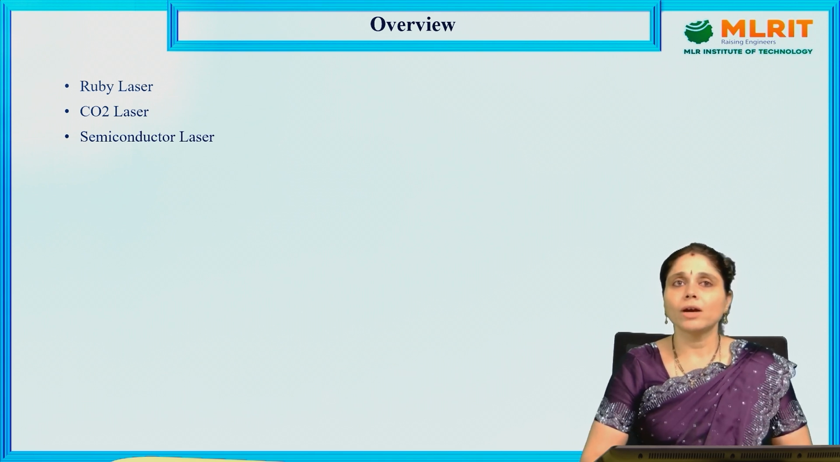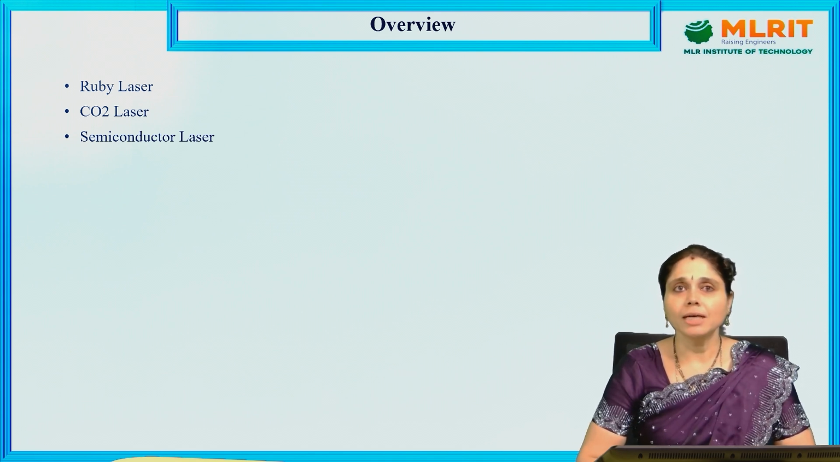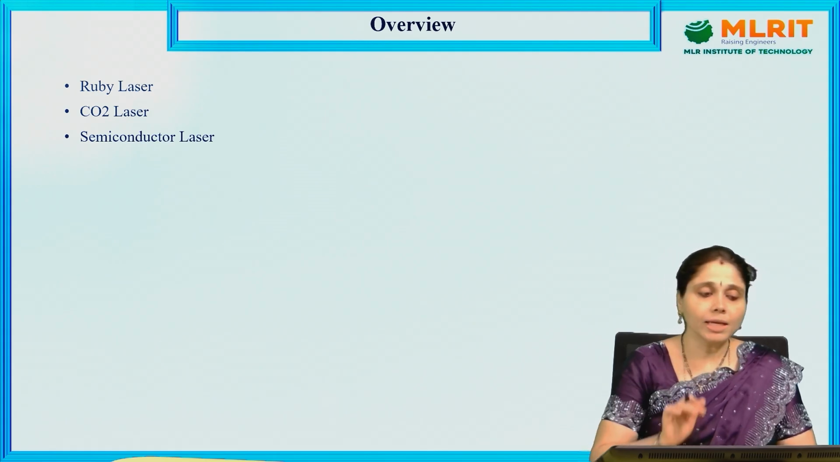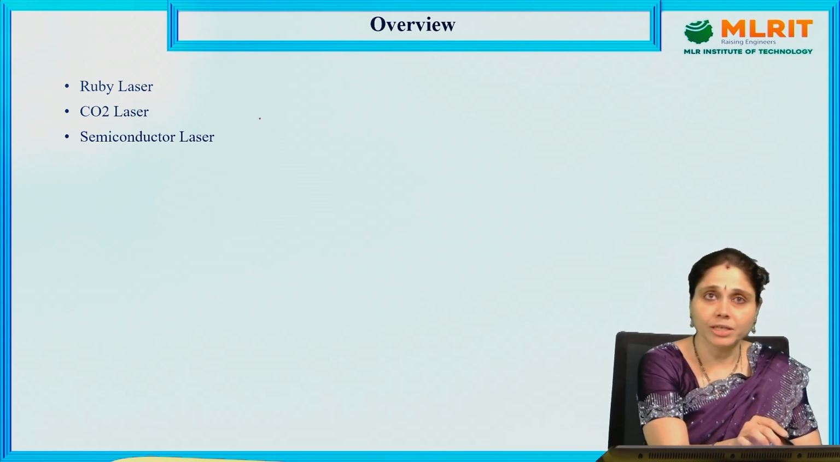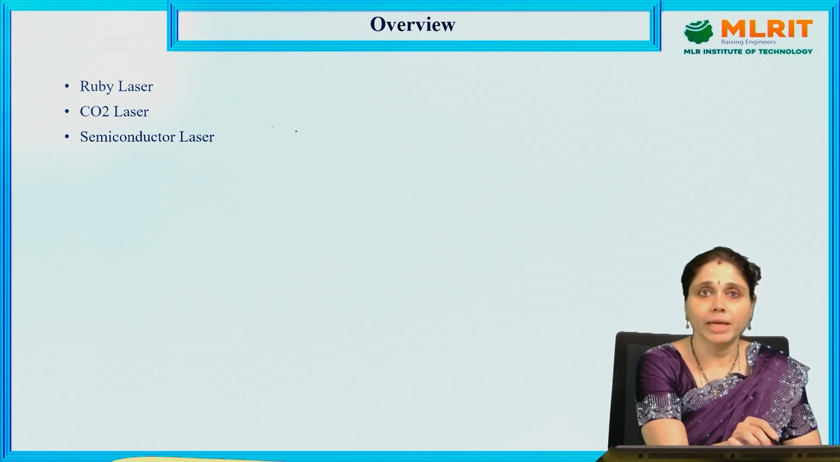So, today we are going to learn about ruby laser, CO2 laser and semiconductor laser. How the laser light is produced by different methods. These are the construction and working and applications of particular laser systems. So, we are going to learn about all these lasers, about their construction, working and their applications.